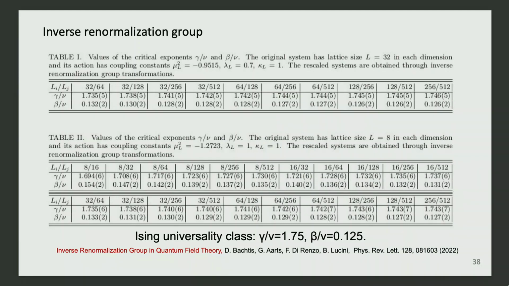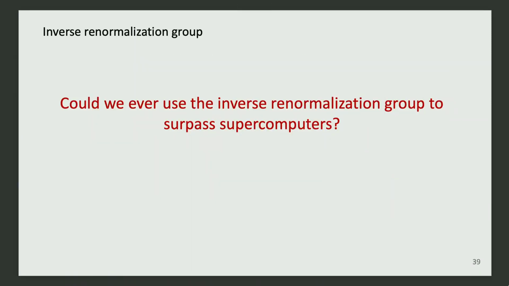And again, you can see that as the lattice size increases, we have this convergence towards the Ising universality class. So now in the final part of the talk, I want to answer the question: could we ever use the inverse renormalization group to surpass a supercomputer? So how do I define surpassing supercomputers?